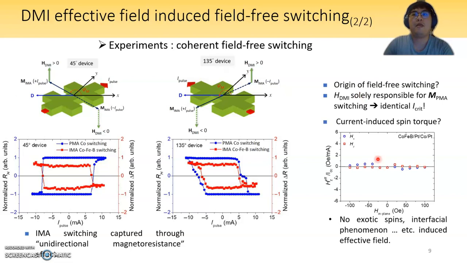And last, to exclude any other possibilities that can result in field-free switching, we also performed a current-induced hysteresis loop shift measurement. We found negligible current-related spin orbit torque exerted on the PMA layer. Thus, we can safely say that by harnessing the DMI effective field, controllable-polarity field-free switching is achieved.